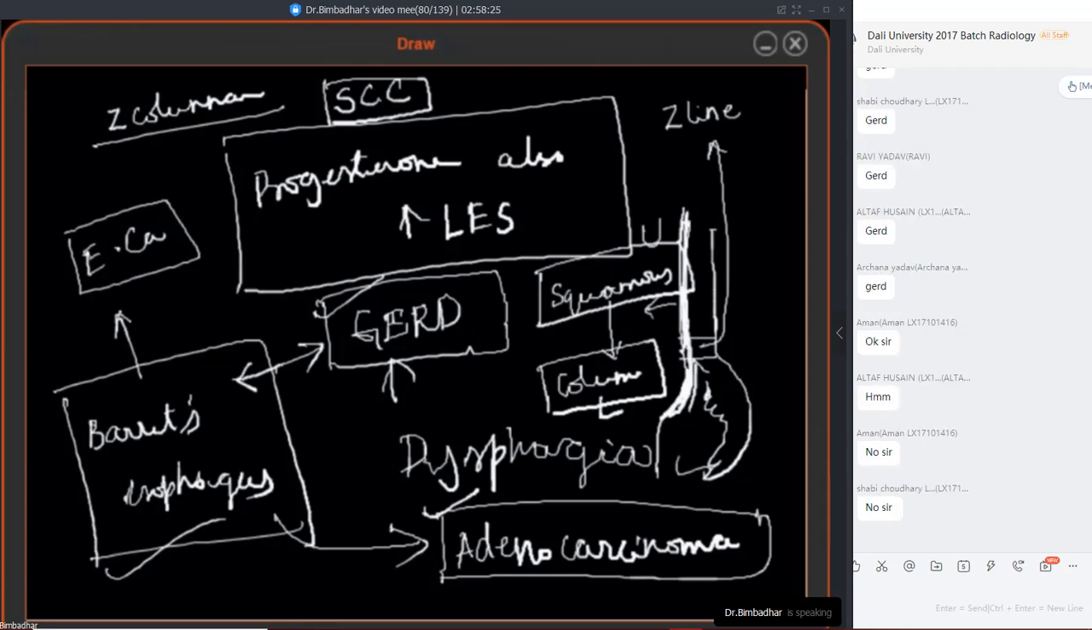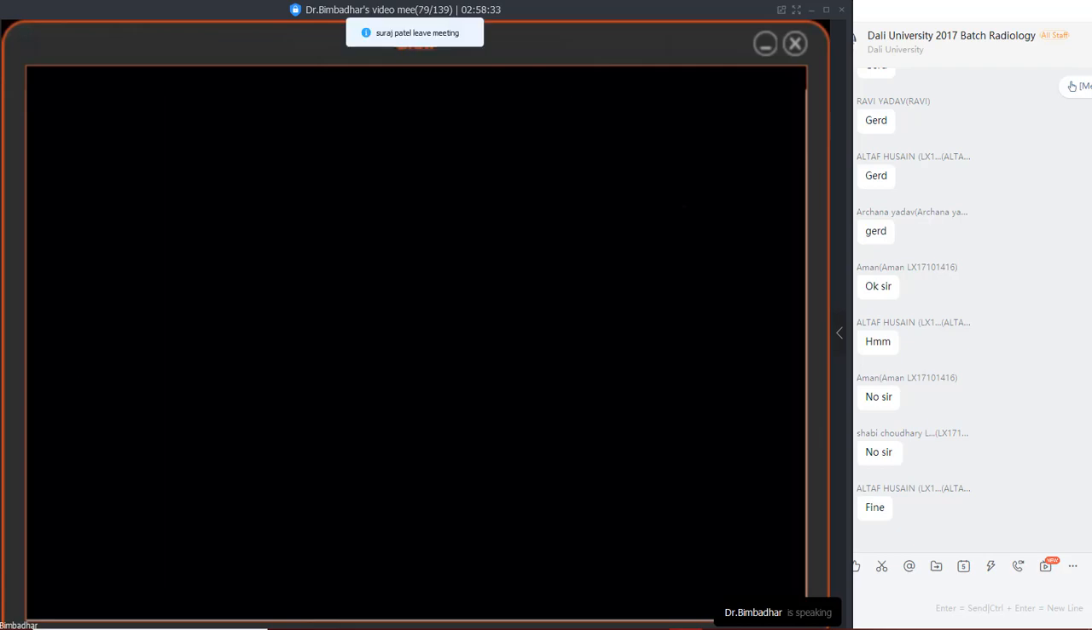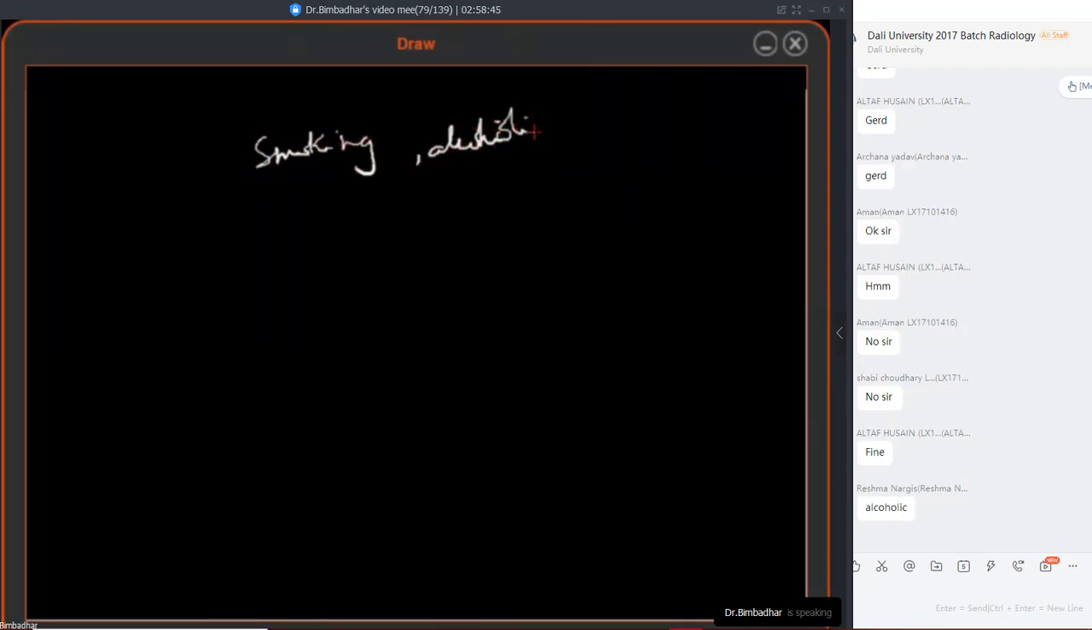Right? Okay, now we try to understand in what people this GERD and Barrett's esophagus actually happens. What is the most common risk factor for development of Barrett's esophagus? Yes, it is perfectly smoking and related down to alcoholism. Okay, that is the risk factor, alcoholism.